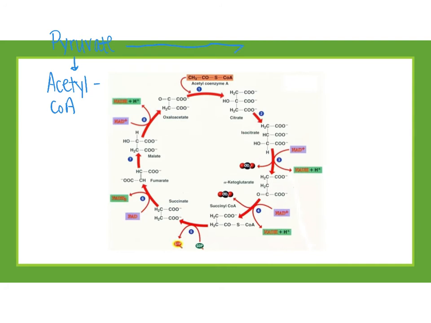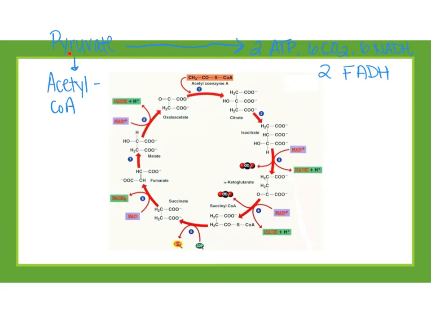And throughout the Krebs cycle, we're going to get 2 ATP, 6 carbon dioxide, 6 NADH, and 2 FADH2 molecules. Okay. So instead of having to know the entire Krebs cycle, we just need to know the big inputs and the big outputs.